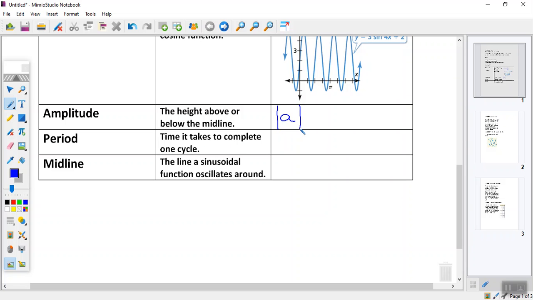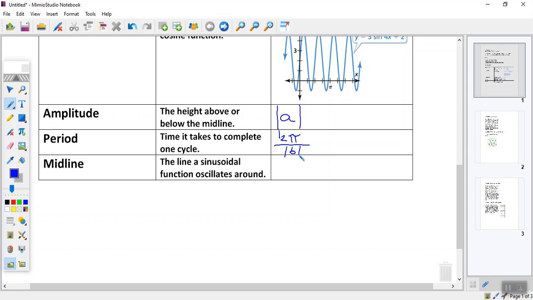Guys, period is the time it takes to complete one cycle relative to sine and cosine. What was that formula again? 2 pi over the absolute value of B. Oh, this is working great today, let me tell you. The period equals 2 pi over the absolute value of b.